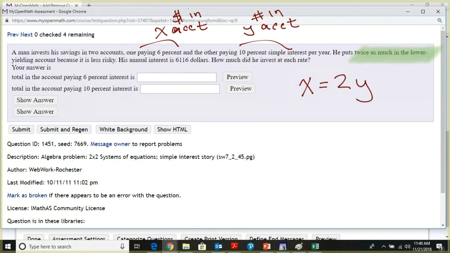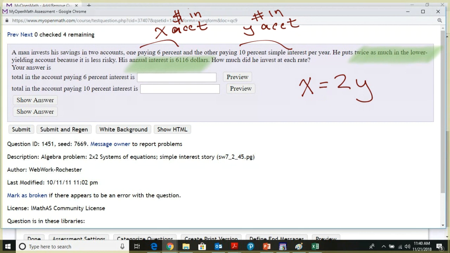Well, that means he put 20 in the X account. So X is equal to 2Y. There's one equation. The second equation is going to come from his interest. It says his annual interest is $6,116. So now this is nice, simple interest.